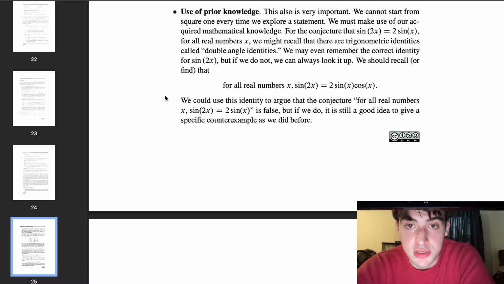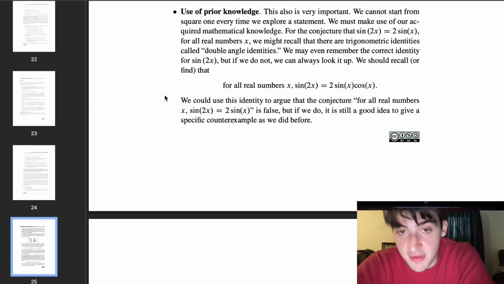Use of prior knowledge. This is also very important. We cannot start from square one every time we explore a statement. We must make use of our acquired mathematical knowledge. For the conjecture that sine 2x equals 2 sine x, for all real numbers x, we might recall that there are trigonometric identities called double angle identities. We may even remember the correct identity for sine 2x, but if we do not, we can always look it up. I don't really remember identities that well.